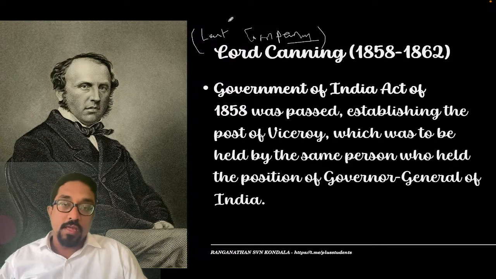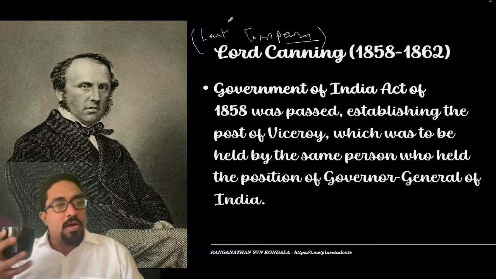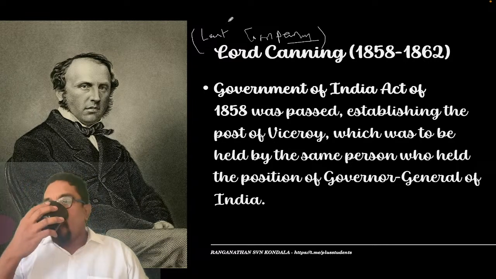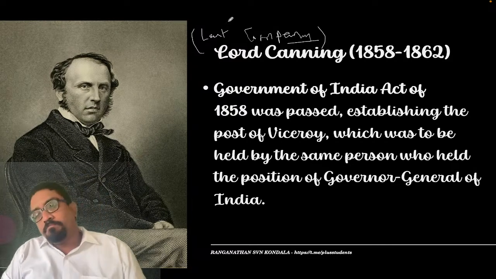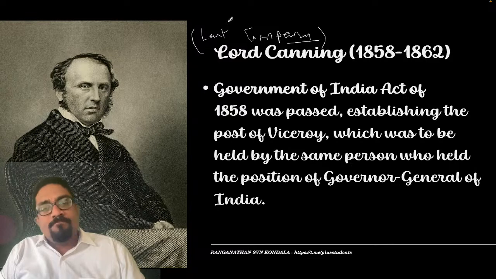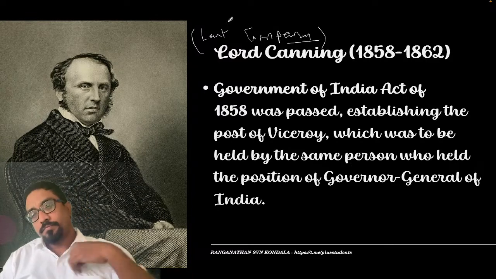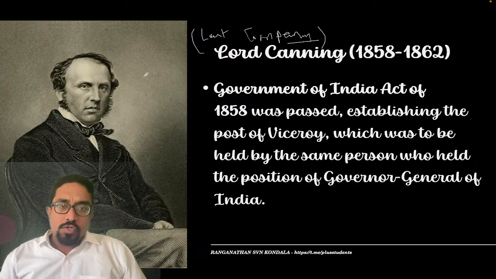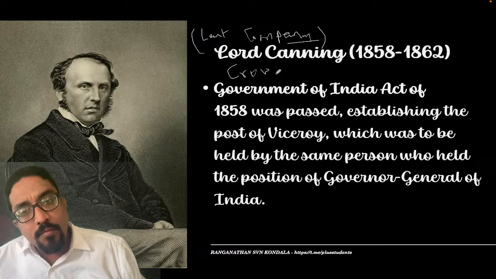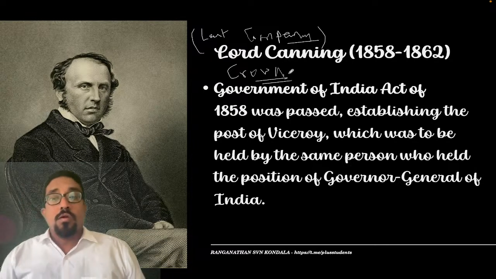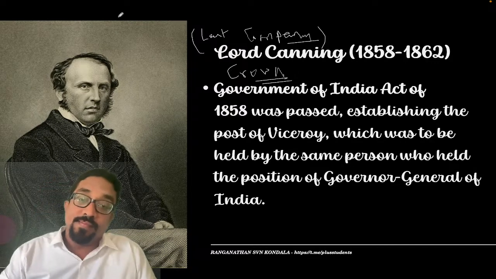Now, Viceroy Canning. When Canning actually happened to be a company employee in reality, during his period, the Government of India Act 1858 was passed. Now, the very intention of this act was to start the crown rule, or the crown authority, in India.